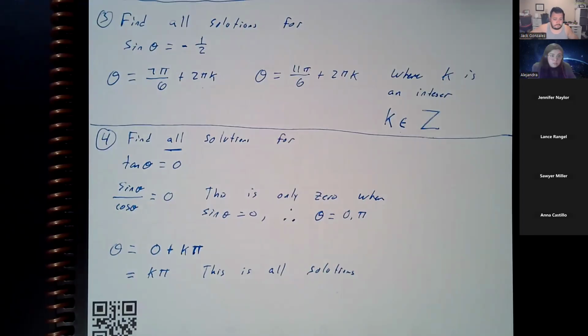Another question. It says it would only be zero if it was sine equals zero, but what if it was cos instead that equals zero? Cosine equals 0, then it would be pi over 2 plus k pi. Okay. Any other questions on 4?